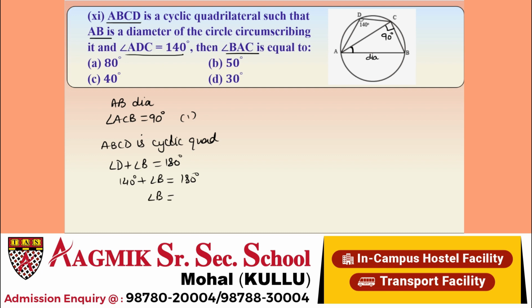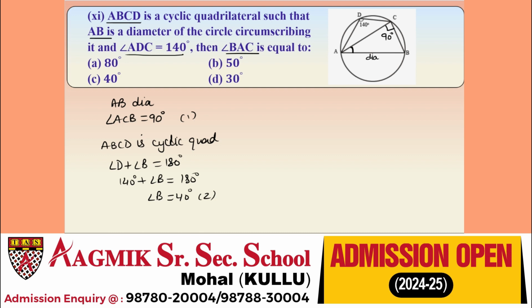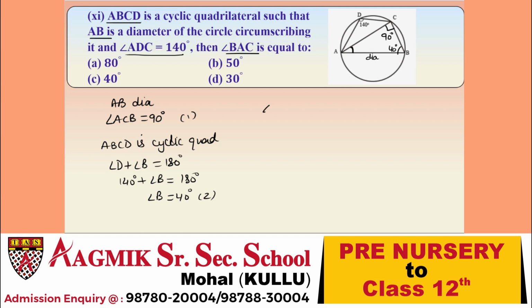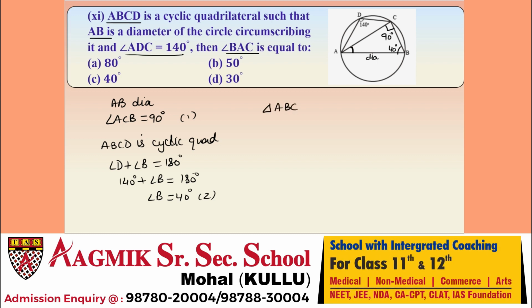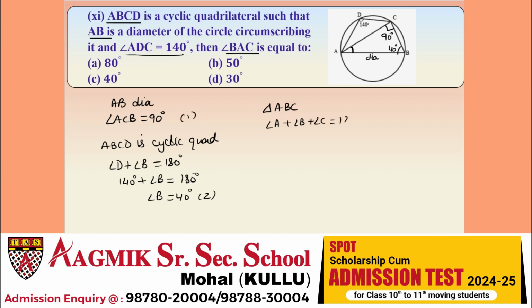So angle B would be equal to 40 degrees. Let us call this as 2. So look here, now we have C as 90 and B as 40. So now look at this triangle ABC. We know that the sum of three angles of a triangle is equal to 180 degrees.